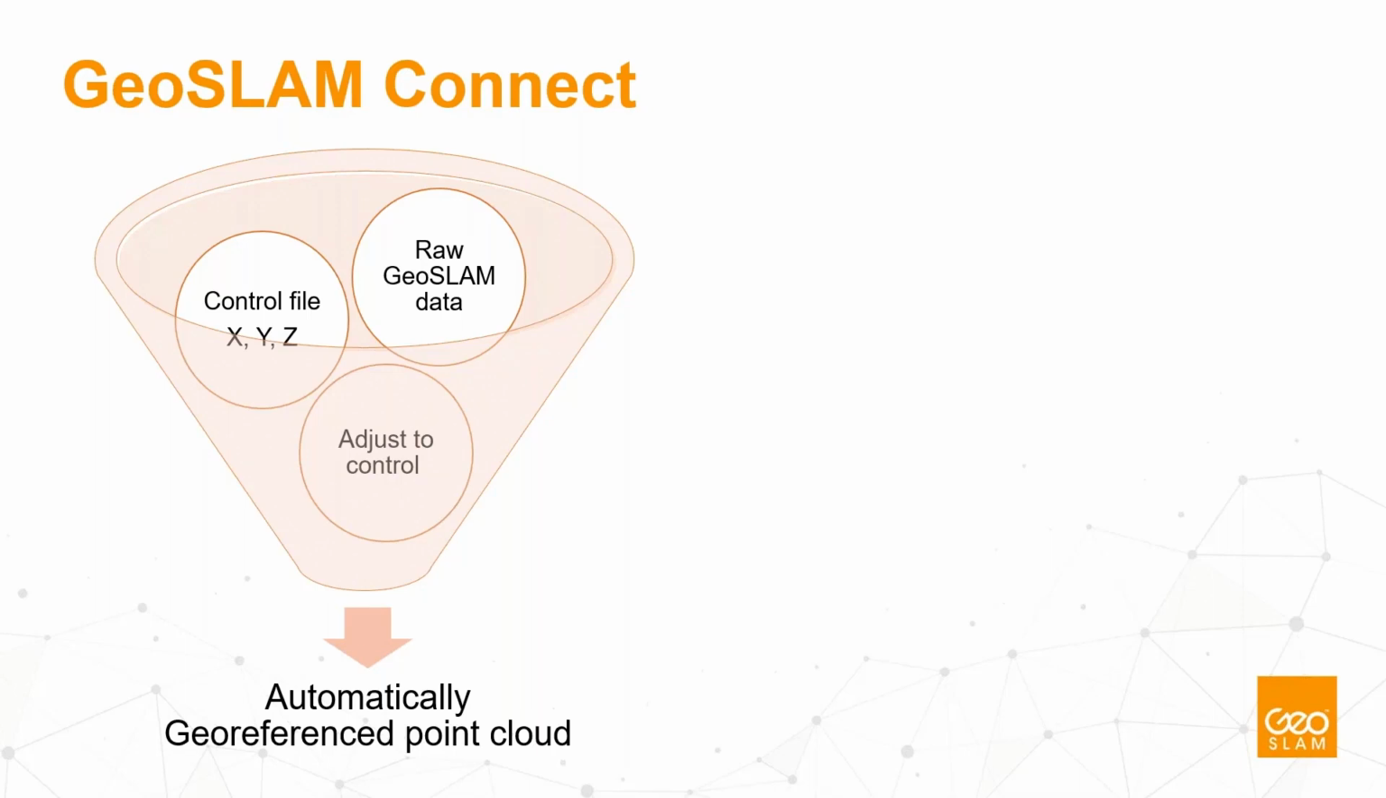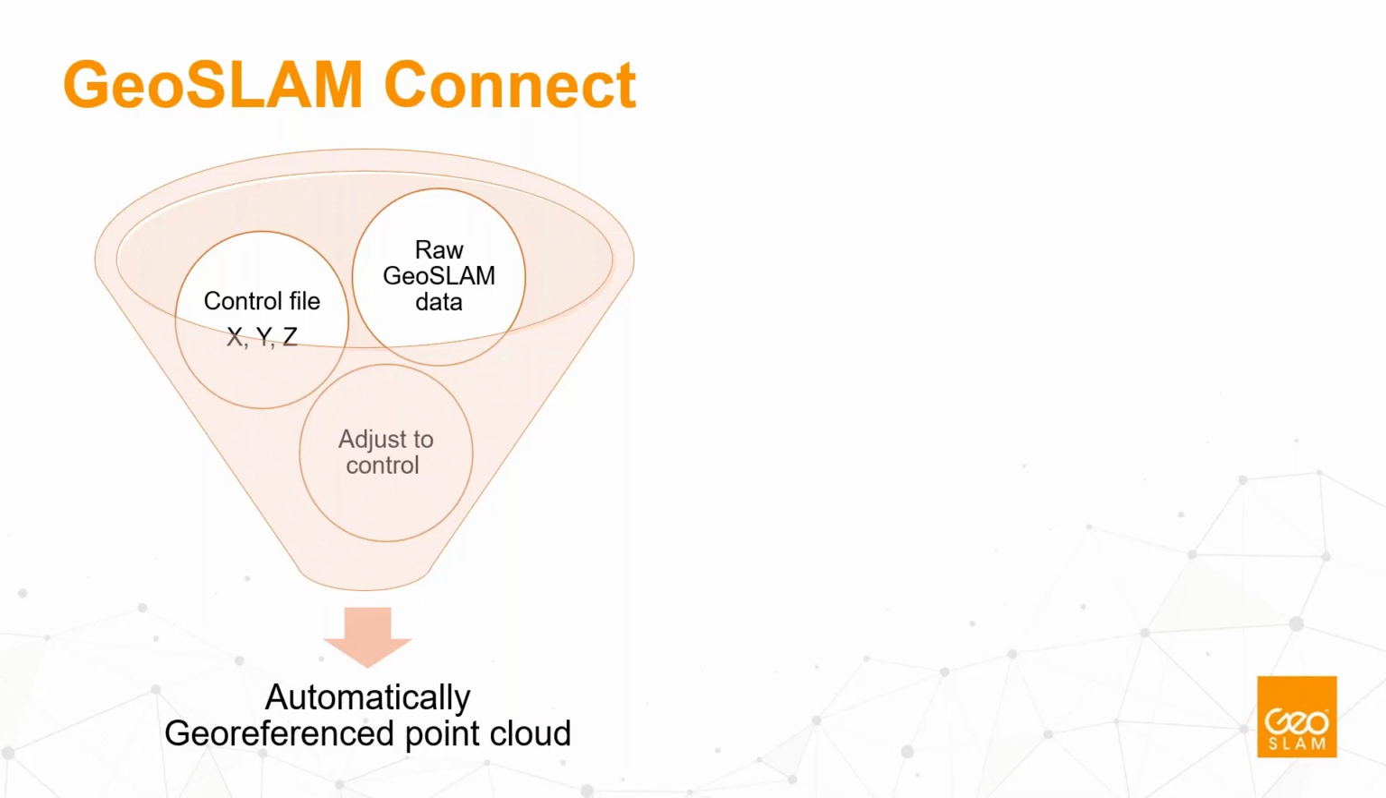So if we're just looking at delivering a georeferenced point cloud, we will use the adjust to control workflow in GeoSLAM Connect. We will bring the raw data in. We will load the control file, which will have the X, Y, and Z coordinates of all the control points in the mine. The software will be able to detect exactly which control points it needs using our constellation mapping algorithm, so it'll understand where these are set up spatially, and it'll match that automatically.